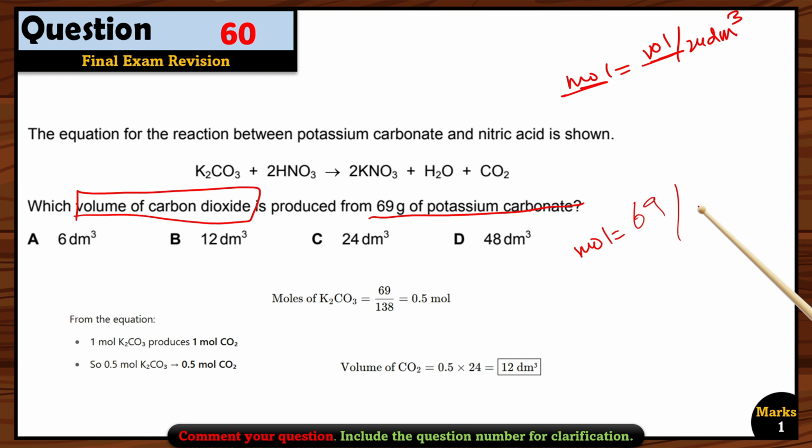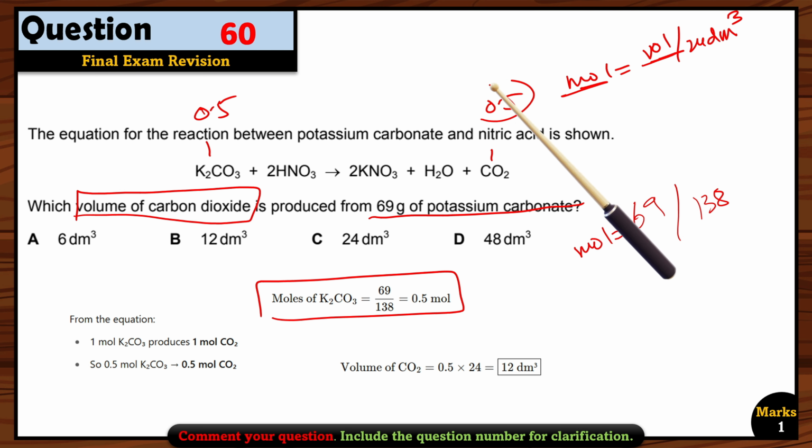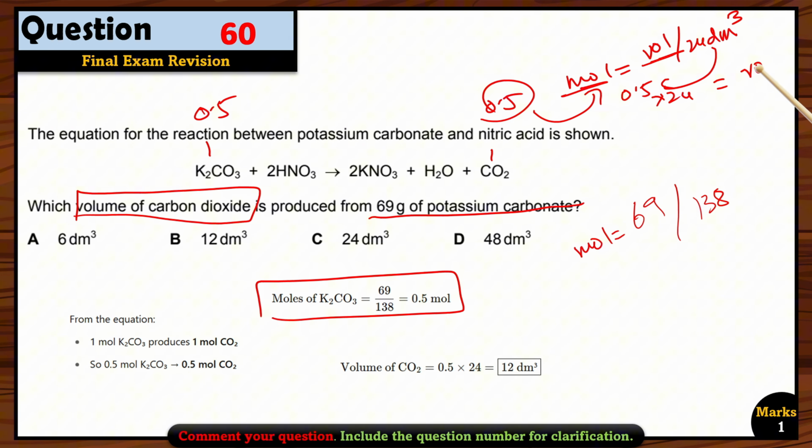69, the given mass, divided by the molar mass, and the molar mass is 138. So how many moles of potassium carbonate is used? It is 0.5 mole. So if you see here, 1 mole is giving you 1 mole of carbon dioxide. So 0.5 will give you how much? Of course 0.5 moles of carbon dioxide. So you use this value here, 0.5, and then multiply by 24 and you will get your volume. Okay, 12 dm cube. So 24 into 0.5 is equal to 12 dm cube. So can you find the answer 12 dm cube? Yes, B. So B is the right option.